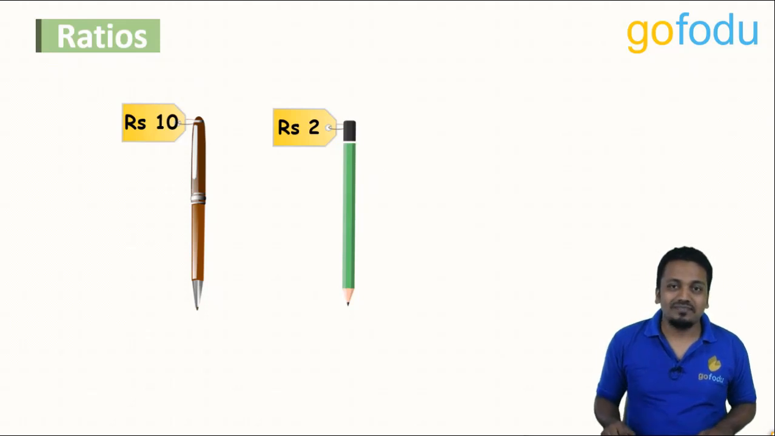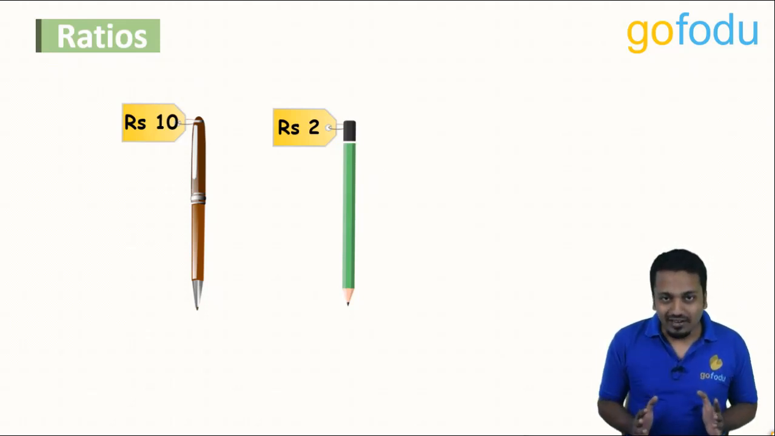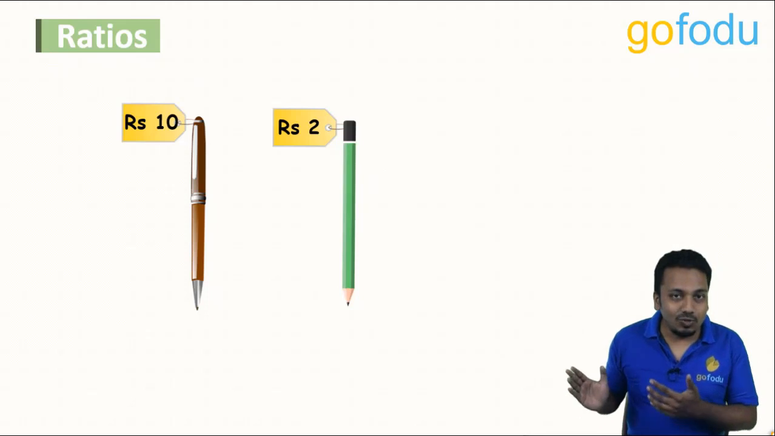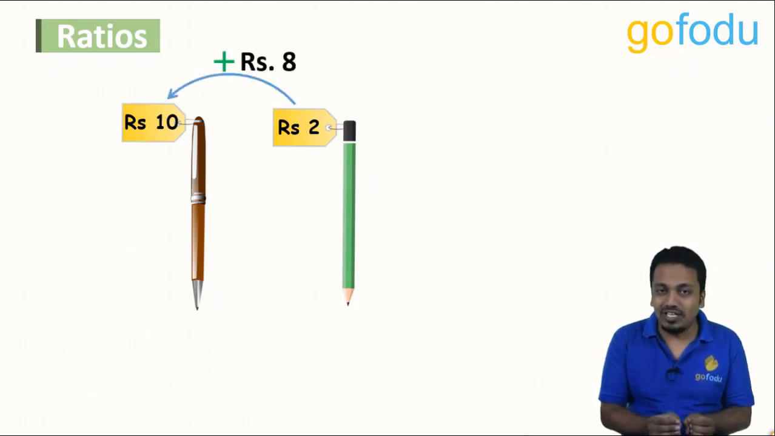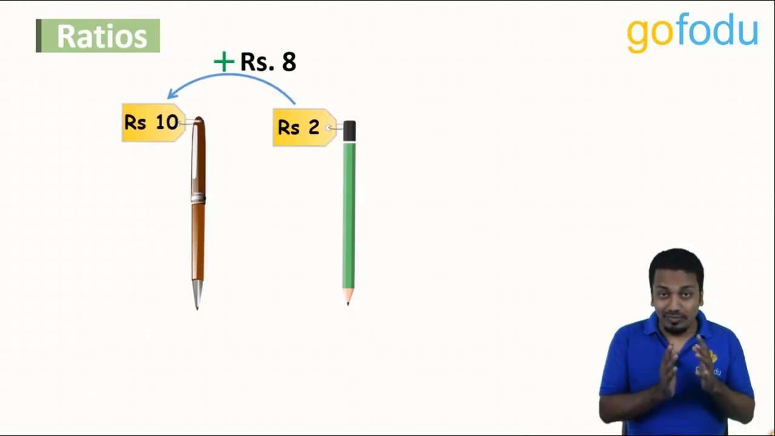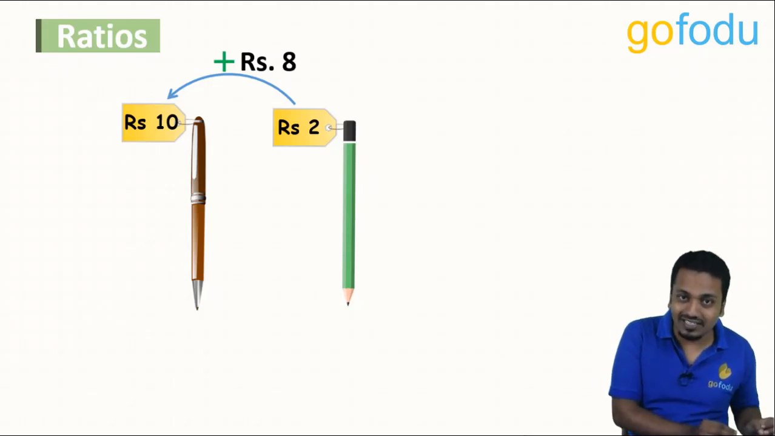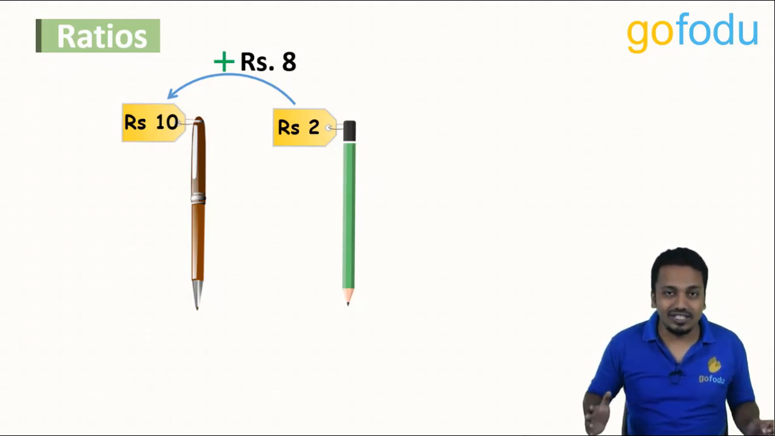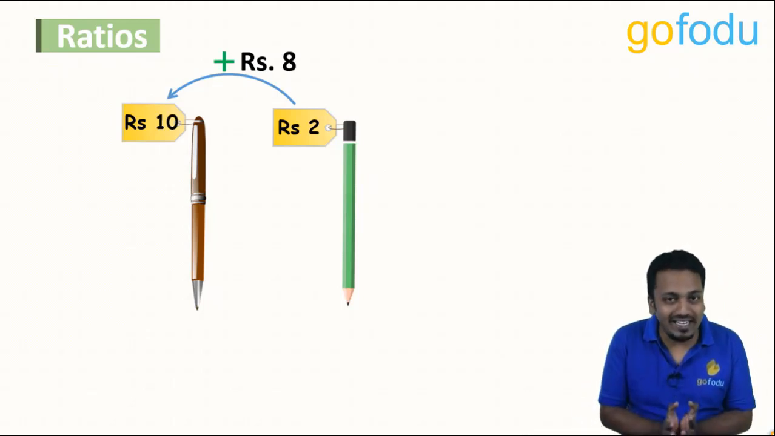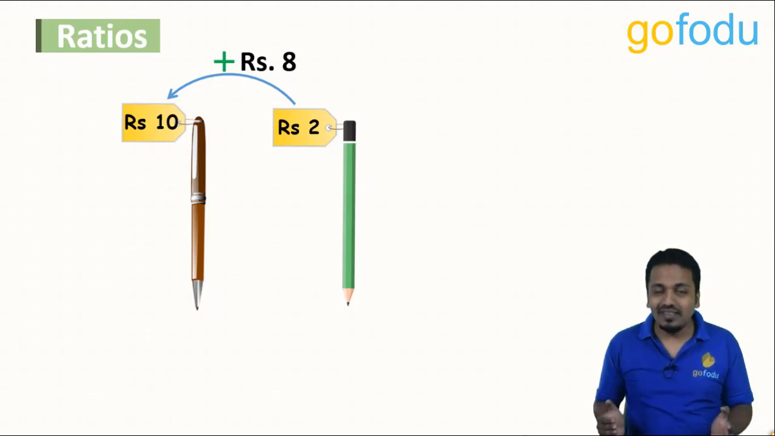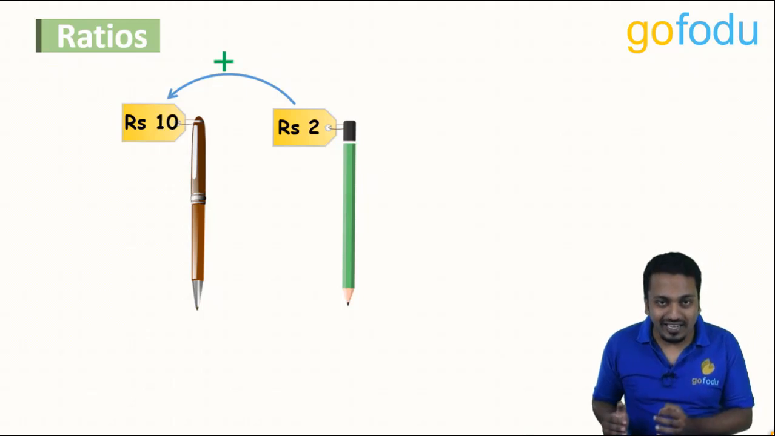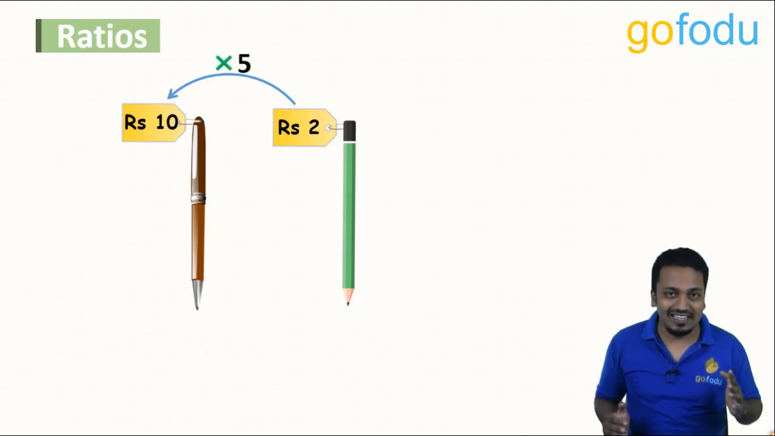So let's start. We can compare the price of this pen to the price of the pencil by saying that the pen is 8 rupees costlier than the pencil. But in many situations, a more meaningful, a more appropriate comparison would be comparison by ratio. A ratio is a relationship that denotes how many times one number contains another. So here we can say the price of the pen is 5 times the price of the pencil.